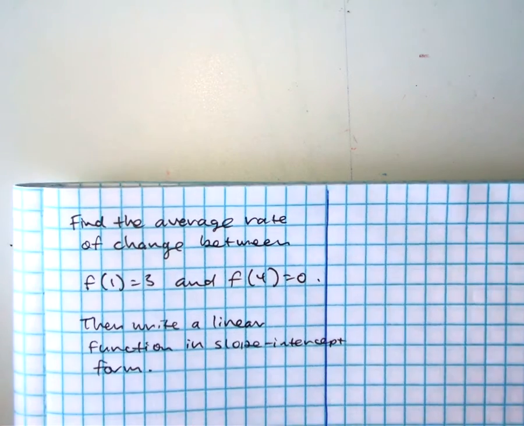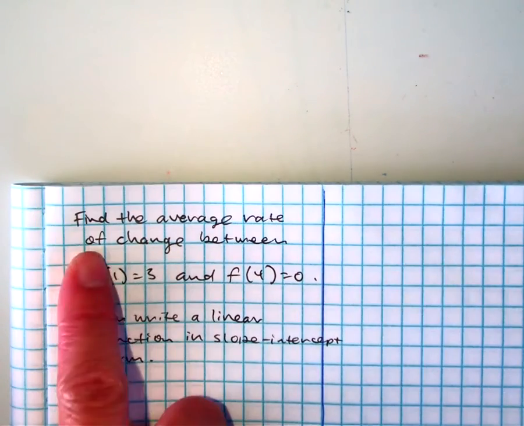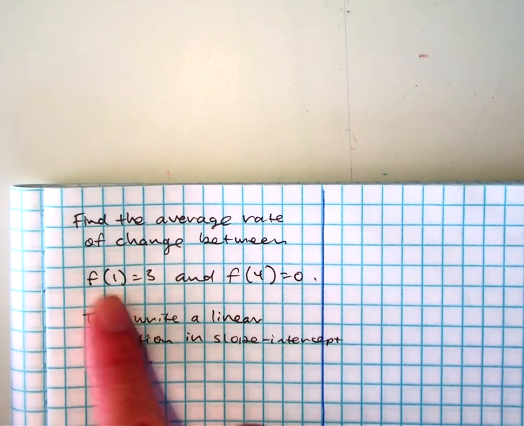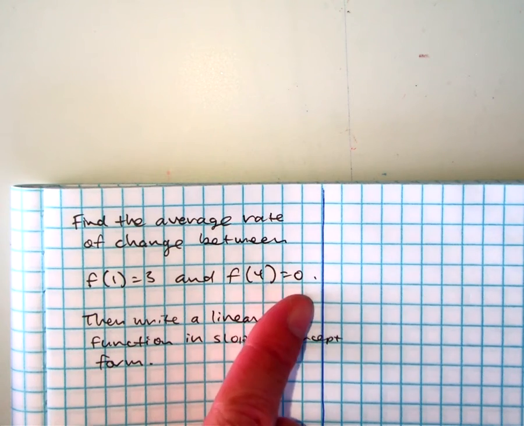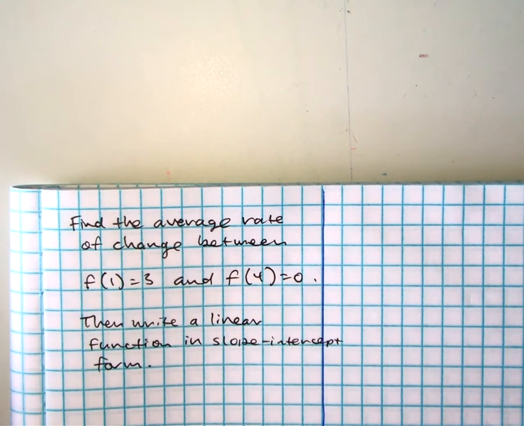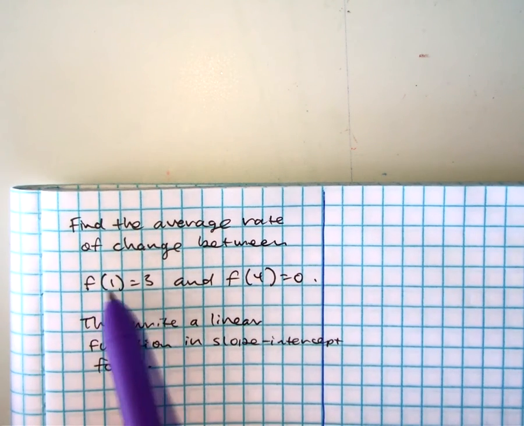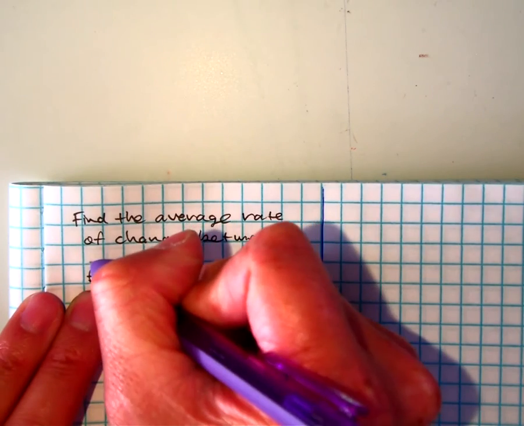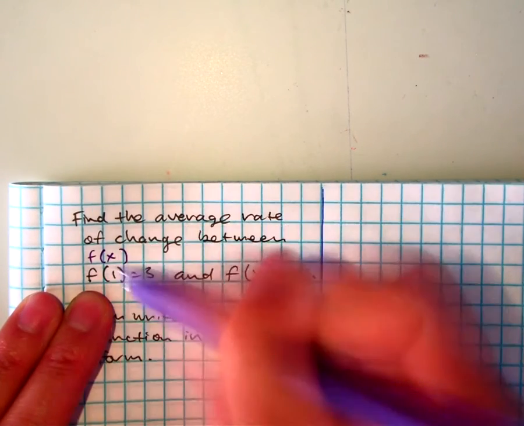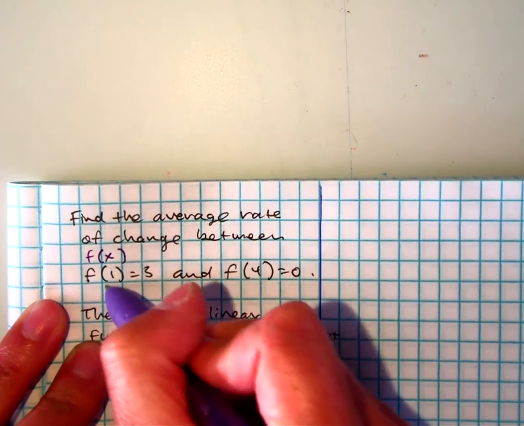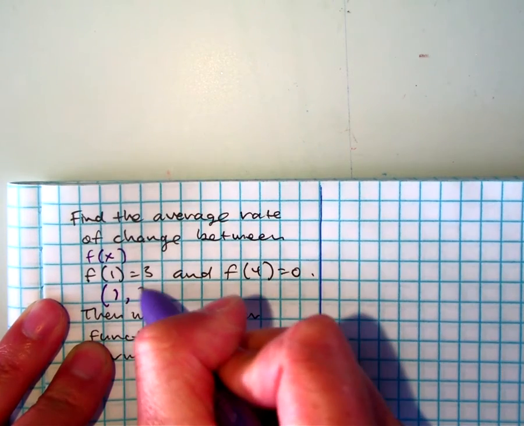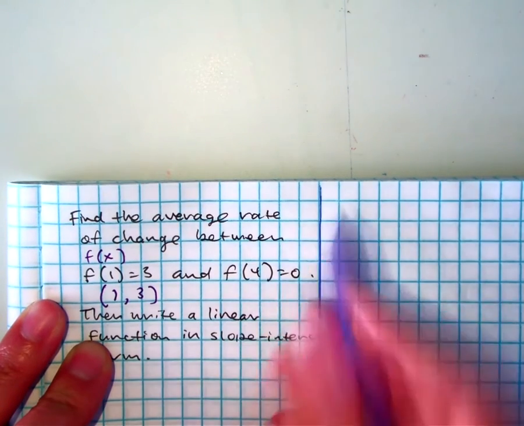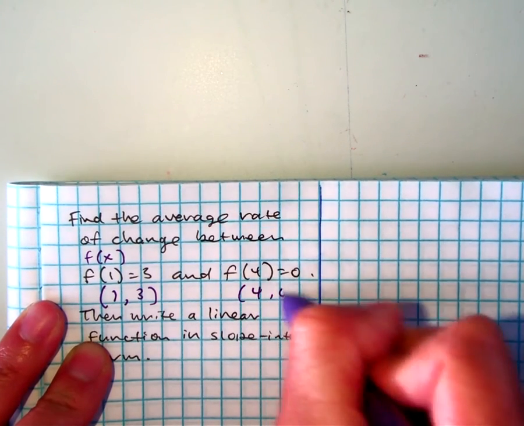Alright, and this problem tells us find the average rate of change between f of 1 equals 3 and f of 4 equals 0. So essentially what you have here is an ordered pair. Remember, function notation looks like this. So this represents your x value. So this is an ordered pair, 1, 3. And this is an ordered pair, 4, 0.